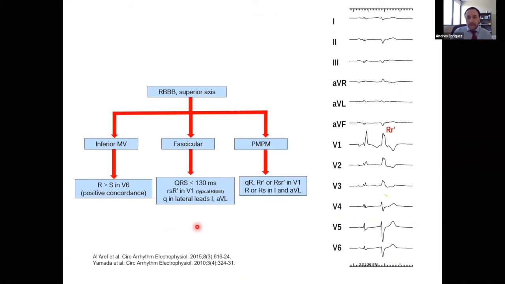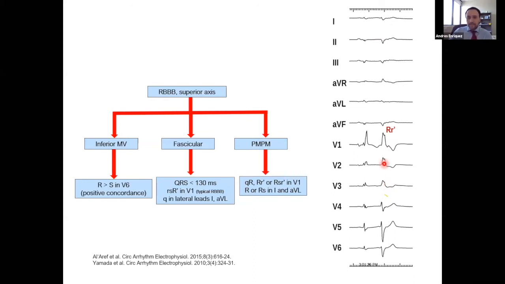Usually mitral annular PVCs are going to have no transition, so there is positive concordance. Fascicular arrhythmias are usually quite narrow, and they exhibit an RS, R prime pattern in V1 mimicking a typical right bundle pattern. Often they also have small Q waves in lateral leads. Papillary muscle arrhythmias, on the other side, are going to have a QR, RR prime or RS R prime pattern in V1. Here we have that pattern in V1, and usually there are no Q waves in the lateral leads. So these characteristics suggest an origin from the posteromedial papillary muscle.